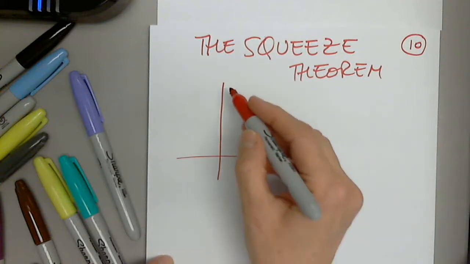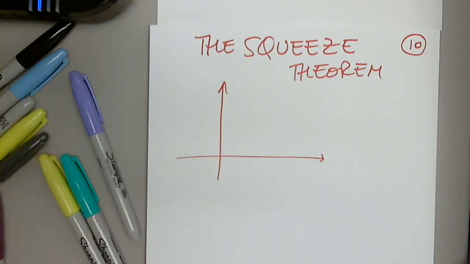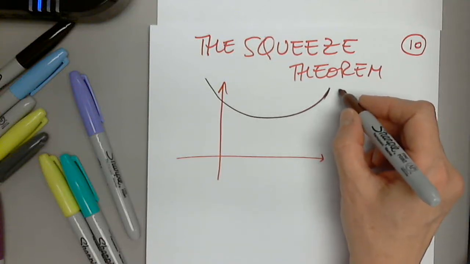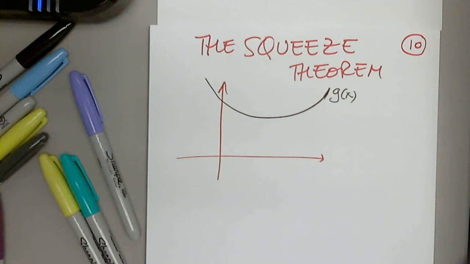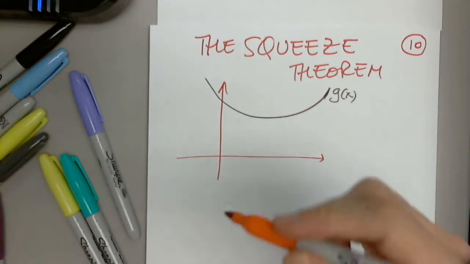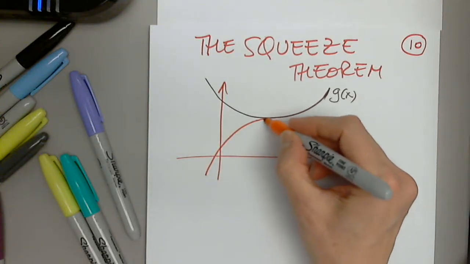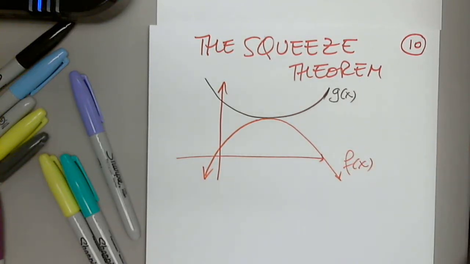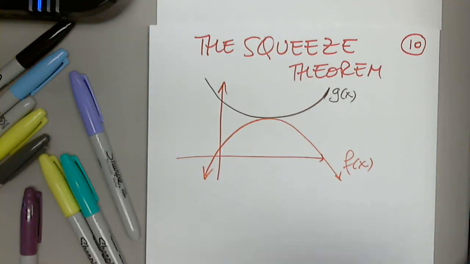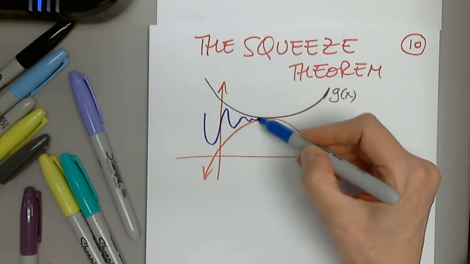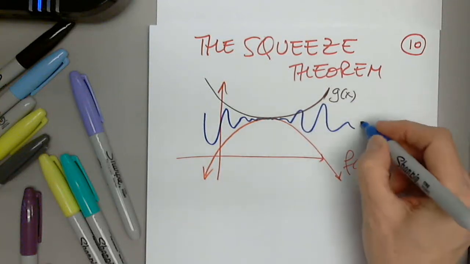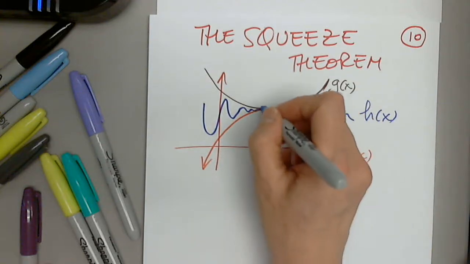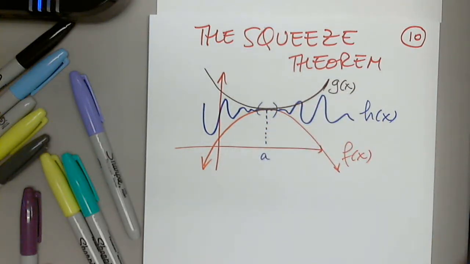Let's look at a picture in which I have, here's one function. I'm going to call this g of x. Let's say this is another function. I'm going to call this f of x. And let's say another function h that does this. And this is our a, and this is the tiny open interval.